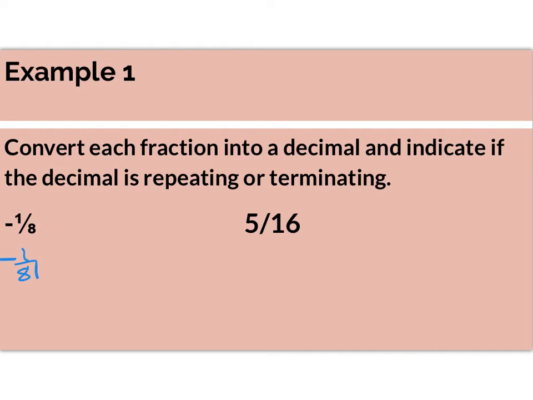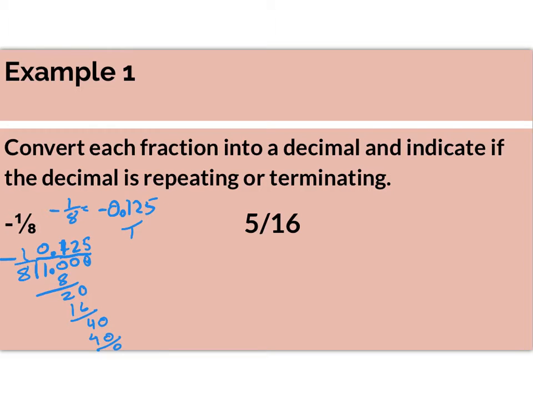So negative 1 over 8. We drop the 1 down in the house and we divide. 8 goes into 1 0 times. Decimal point, add a 0. 8 goes into 10 one time. 1 times 8 is 8. Subtract, you get 2. Bring the 0 down. 8 goes into 20 2 times. 2 times 8 is 16. Subtracting, you get 4. Add a 0, and 8 goes into 40 5 times. 5 times 8 is 40. You terminate. So negative 1 over 8 equals negative 0.125. And this is a terminating decimal.